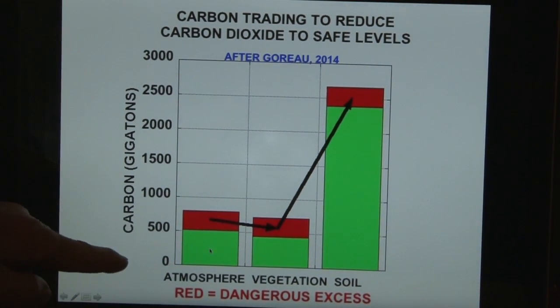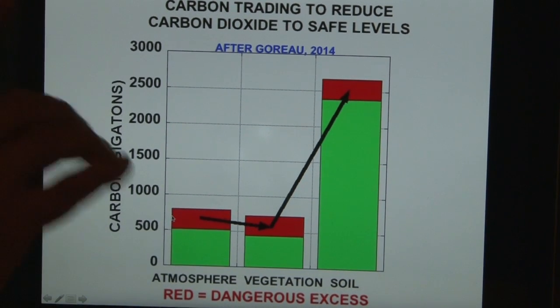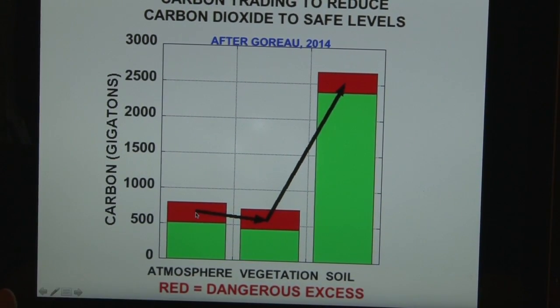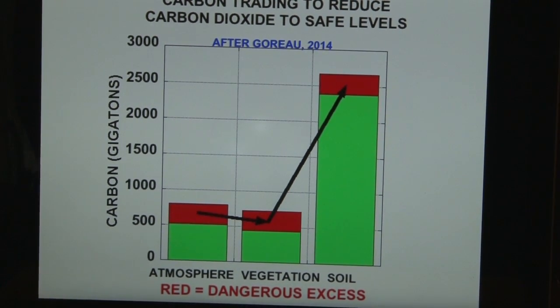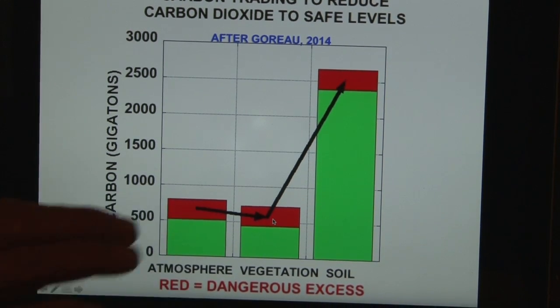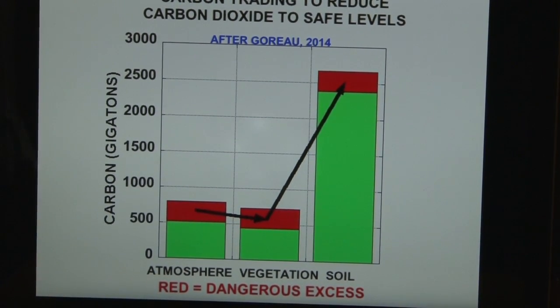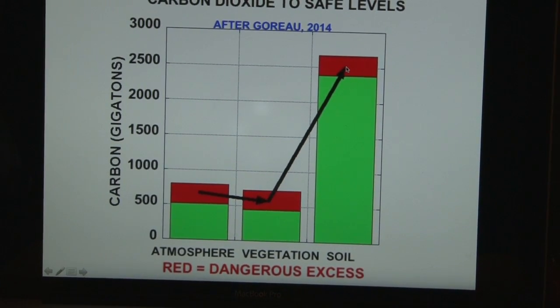The red is, this is the amount of CO2 carbon in the atmosphere in gigatons of carbon, billion tons. And the red is the dangerous excess that we have to remove. We're 40% too high already. So we need to draw down that dangerous excess here in red, take it up by the vegetation, planting trees as quickly and aggressively as we can in areas that are degraded, and then storing that carbon in the ground.